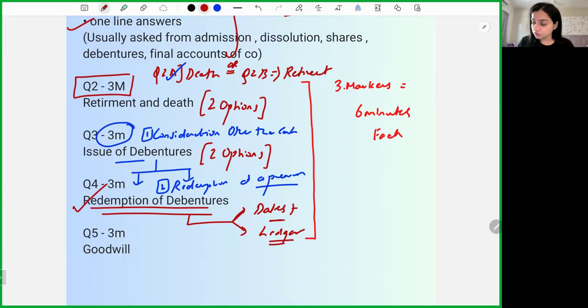Then next we have is goodwill. So this is something new that we are expecting this year. Usually in this place, they ask admission. But this time they have asked a separate question on goodwill. Please learn on the missing figures of goodwill. That is a backward calculation wherein they'll give you the normal profit. They might give you the capital employed. They'll expect you to find the average profit or something like that. Just revise on all the questions that you're supposed to solve backwards.